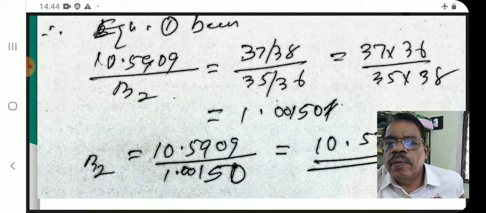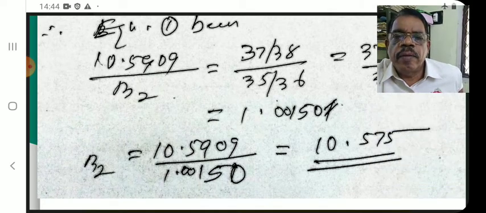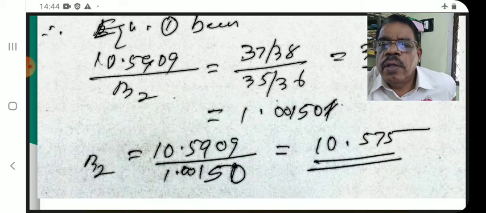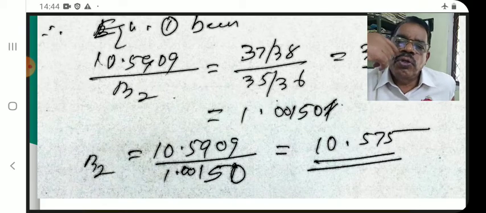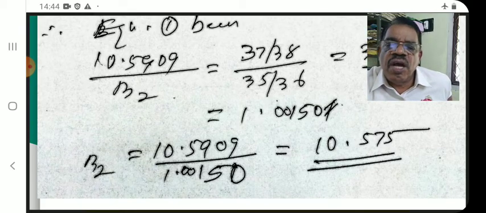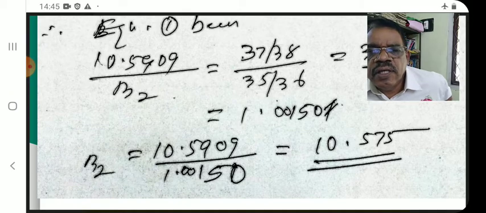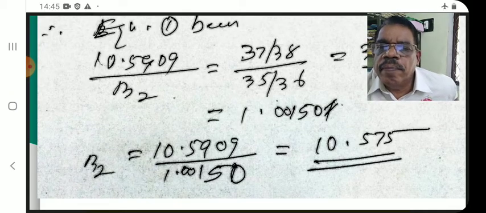1.00150. Therefore, B2, cross multiply. B2 is equal to 10.5909 by 1.001500, equal to 10.575. So you see the importance of this problem. B1 is given and we have to find B2.